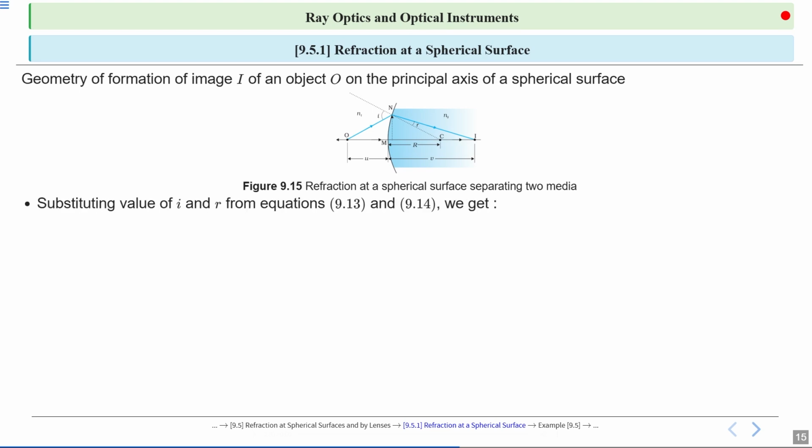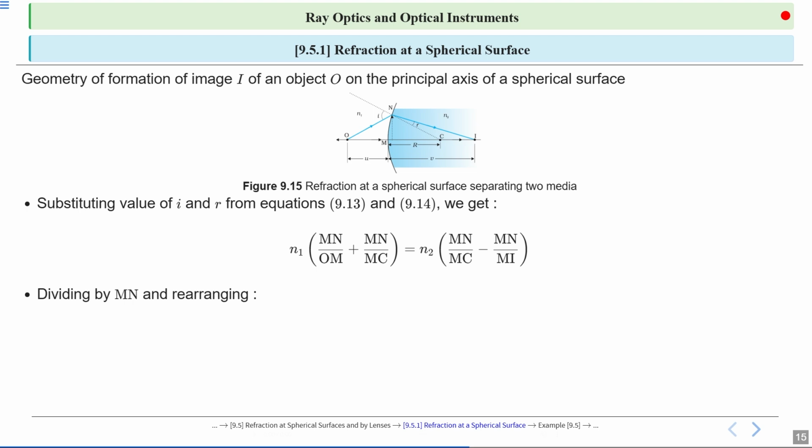So substituting the values of I and R from equation 9.13 and 9.14, we get N1. So what was I? According to 9.13 equation, we have derived the relation for I, which is equal to Mn upon Om plus Mn upon MC, which is equal to N2R. So what is the expression for R according to NCERT equation 9.14? Mn upon MC minus Mn upon Mi. Now we will put the values according to the sign conventions.